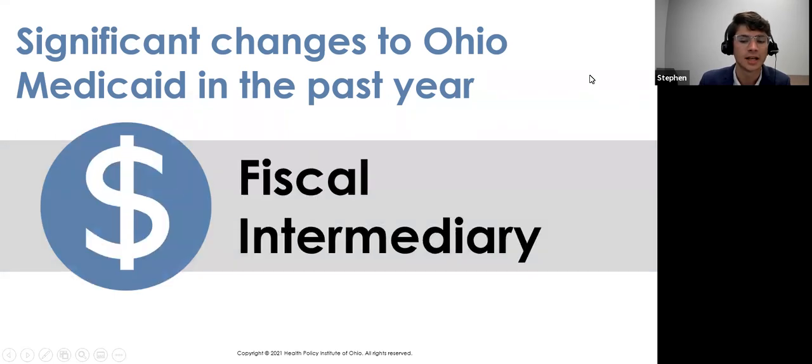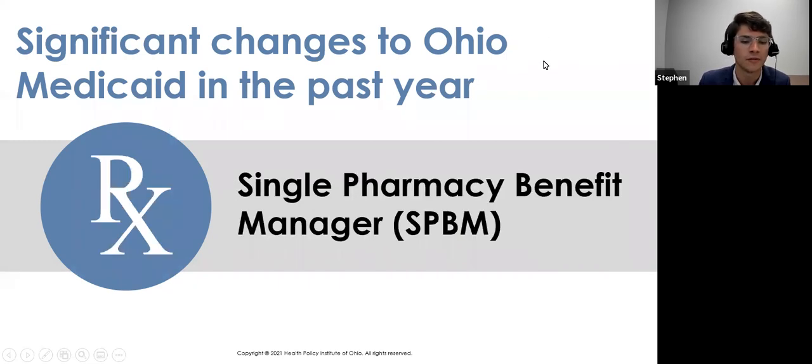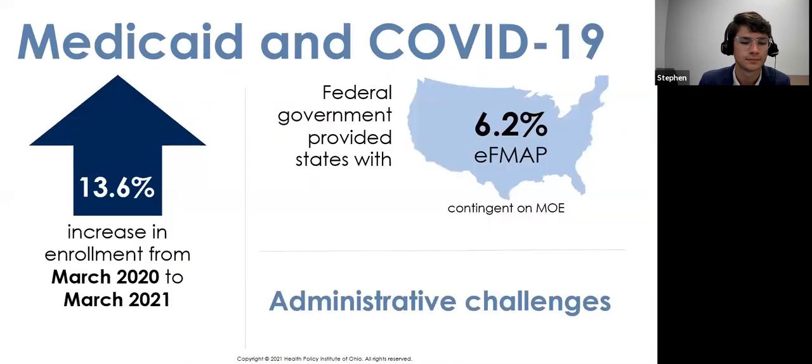Other changes to the Ohio Medicaid program that have been implemented as of recent include enlisting a vendor, Gainwell Technologies, as a fiscal intermediary and as a single pharmacy benefit manager for the Ohio Medicaid program. These changes are discussed in further detail in the full Ohio Medicaid Basics 2021 brief.